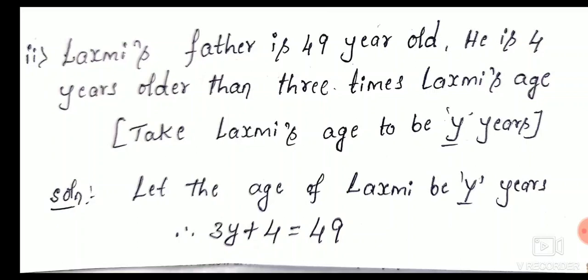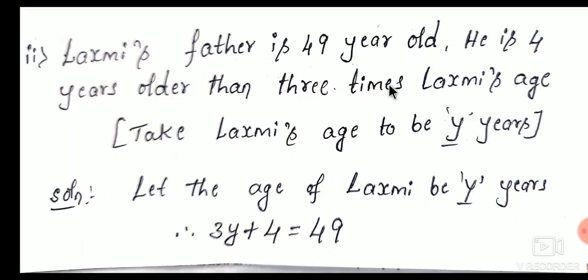So we have to write the equation for this. Take Lakshmi's age to be y years. So let the age of Lakshmi be y years. 3 times Lakshmi's age means 3y. Older than 4 means 3y plus 4, that is equal to 49.